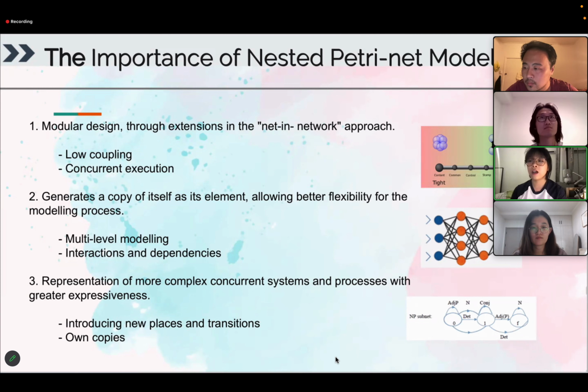Last but not least, NP-net can copy itself as its elements, which have their own structure and behavior, and their number is infinite.